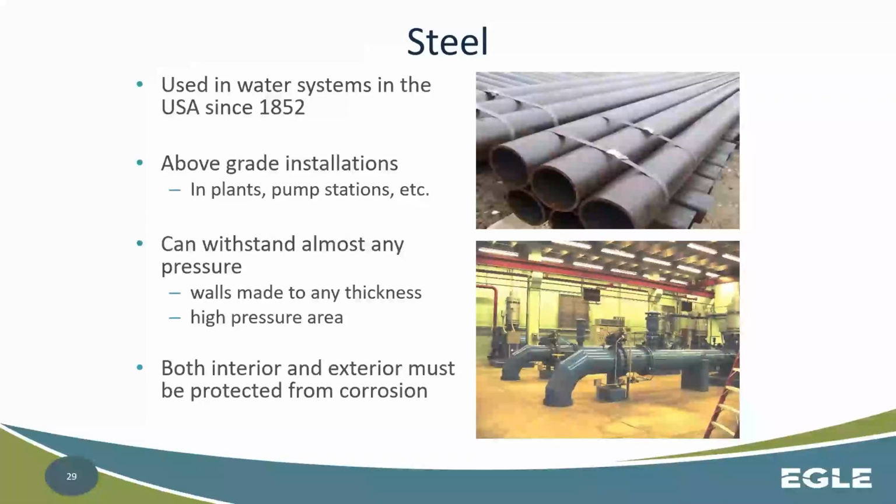So steel is another option, used in water systems in the USA since 1852, so it's been around for a while. Above grade installation, typically you'll see them in plants or pump stations, et cetera. It can withstand almost any pressure and can be made fairly customizable, with walls made to any thickness for a high pressure area. Both interior and exterior must be protected from corrosion because they can be susceptible to that. So certain precautions need to be made.